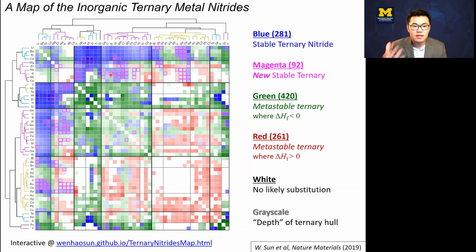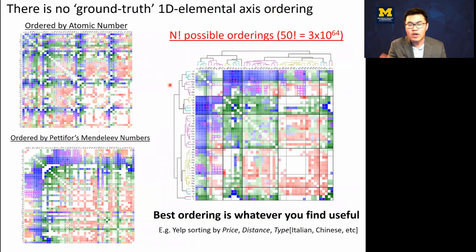Now we can start to see the chemical family start to appear. I want to emphasize one thing before we go any further, which is that there is no right way to order it. There's no ground truth ordering. You can order the information by atomic number or by, say, Mendeleev numbers or using my agglomeration algorithm. There's n factorial possible orderings. The best ordering is whatever you are looking for at that moment. In the same way that Yelp, maybe I'm looking for something that's important to me at that moment. And that's the way that I want to represent my data. And this is the particular way that we represent data to reveal chemical families.